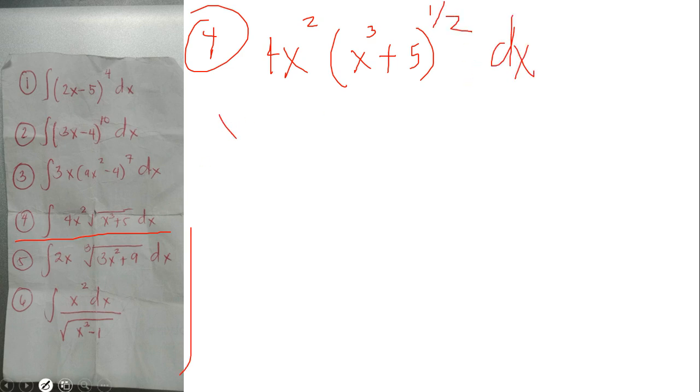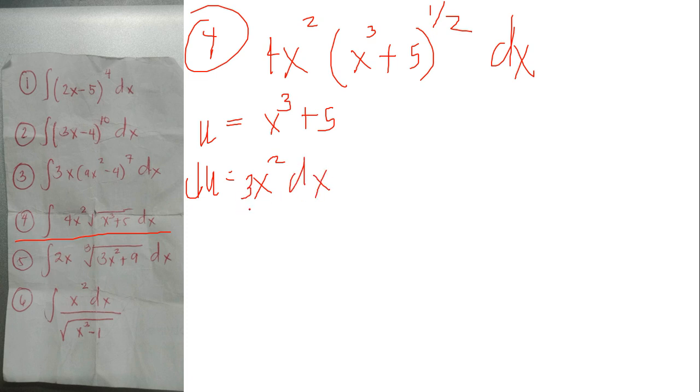So, yung u natin dito is x cubed plus 5. Tapos, yung du natin dito is 3x squared dx. So, divide mo sa 3, divide mo sa 3. Yan. So, yung x squared dx natin is du all over 3. So, yung ating shortest na version ng equation is u raised to 1/2.